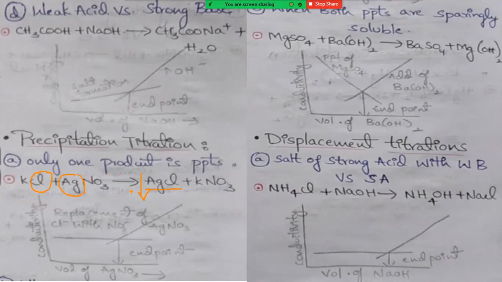Here we are not forming any salts, we are forming precipitates, right? Initially we have taken only potassium chloride in a conical flask. Slowly we are adding AgNO3. After adding AgNO3, potassium chloride is converting into AgCl, as well as into potassium nitrate. But the important thing is AgCl is an insoluble precipitate, which is not solubilized.